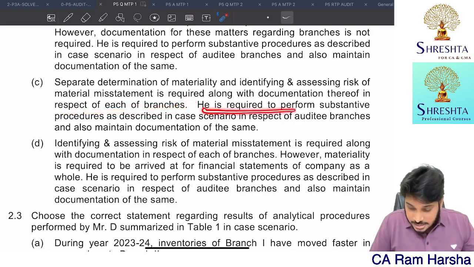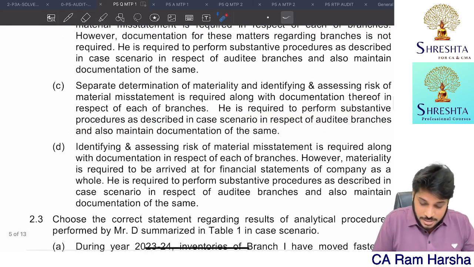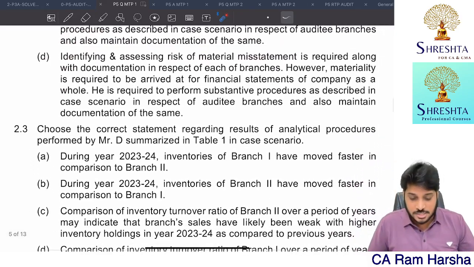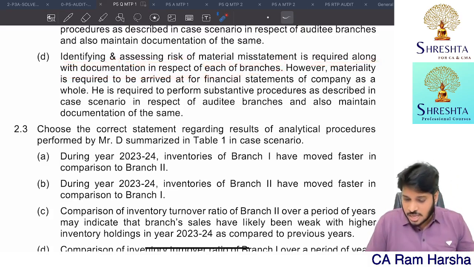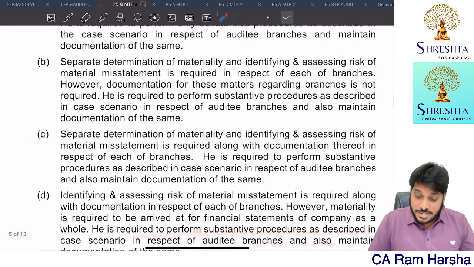We'll see. He is required to perform substantive procedures as described in the case scenario in respect of auditing branches and also maintain documentation. I think all the points are correct. We'll see D's answer. Identifying and assessing risk of MMS is required along with the documentation in respect of each of the branches. However, materiality should be arrived at as a whole. That is wrong. He is required to perform substantive procedures and also maintain materiality.